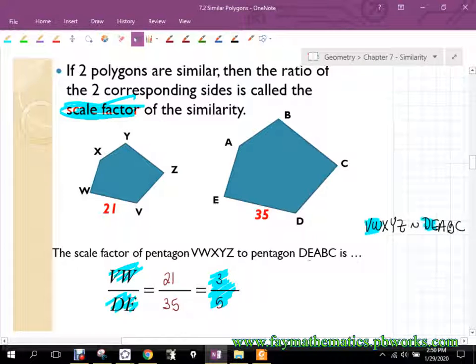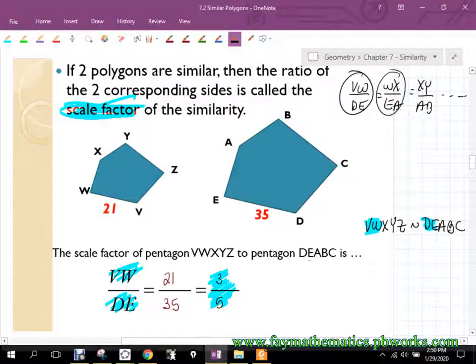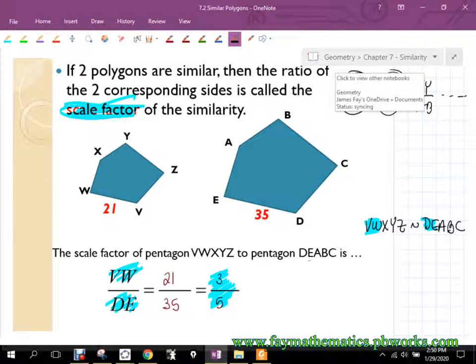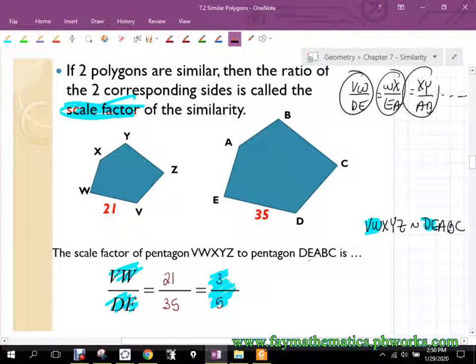That 3/5 is the idea that if I look at VW compared to DE, I look at WX compared to EA, and I look at XY compared to AB and the other ones as well. When I have actual values for VW and DE, it's going to go to 3/5. When I have actual values for WX and EA, it's going to divide by 3/5. When I have actual values for XY and AB, they're going to divide by 3/5. Does that make sense? The scale factor is that when I look at the individual ratios in my similarity statement, it is that value for those individual ratios. Okay? We can use that to our benefit.